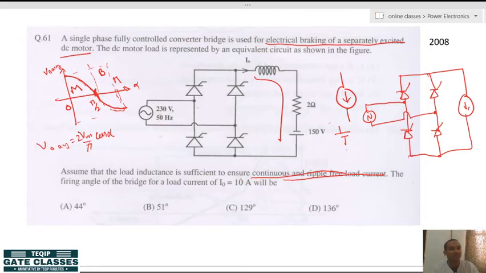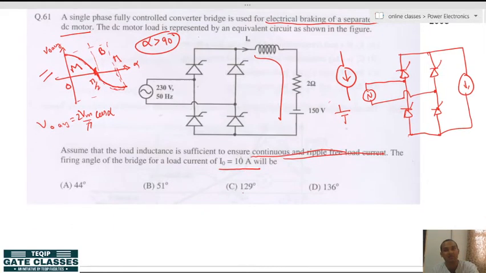Just by seeing the question and remembering this concept, we must be clear that alpha must be greater than 90 degrees. It is for sure, because braking is there. Now, we have to calculate it. Here it is given that the load current I naught is 10 amperes. So, we need the firing angle for the bridge for a load current I naught equal to 10 amperes.